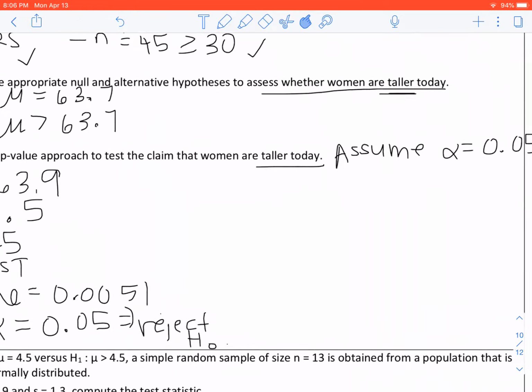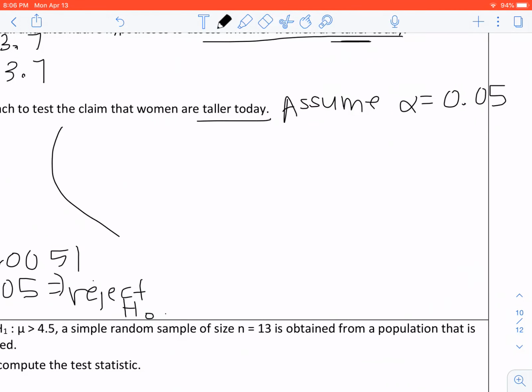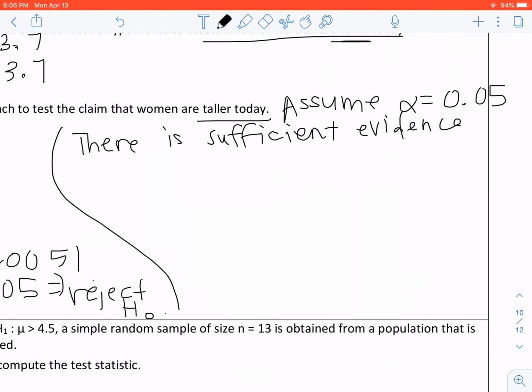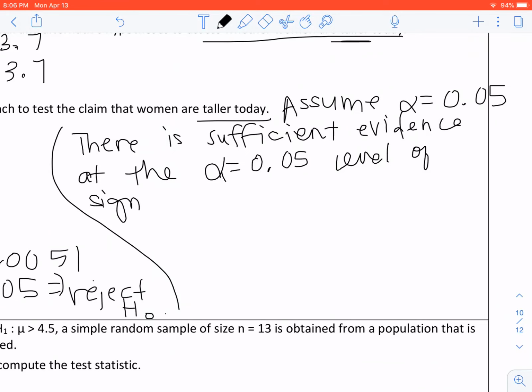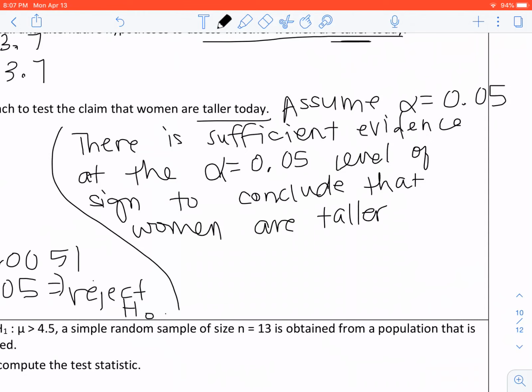So we need to state our conclusion. So there is sufficient evidence, and we'll say at the alpha equals 0.05 level of significance, to conclude that women are taller than in 1990.